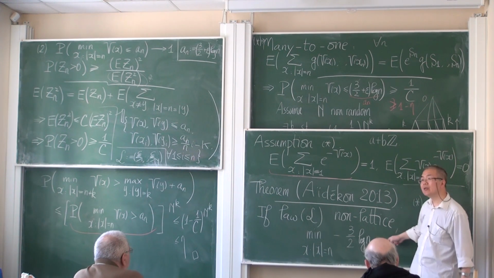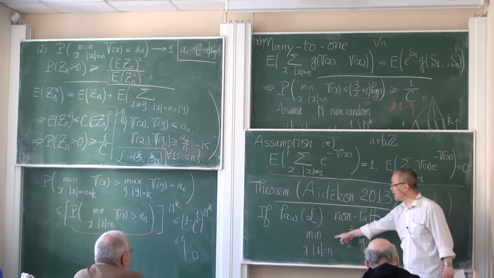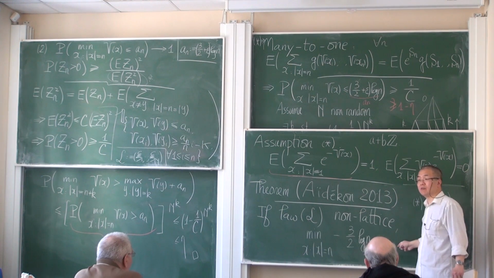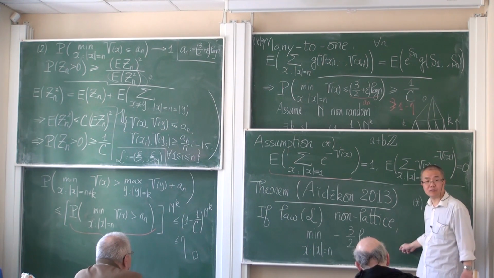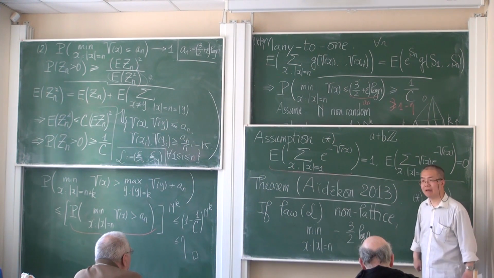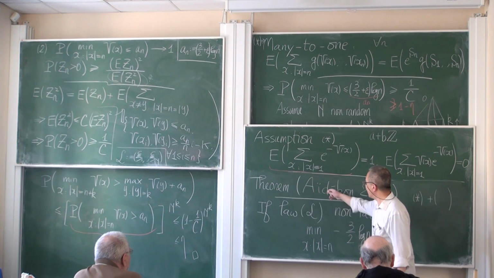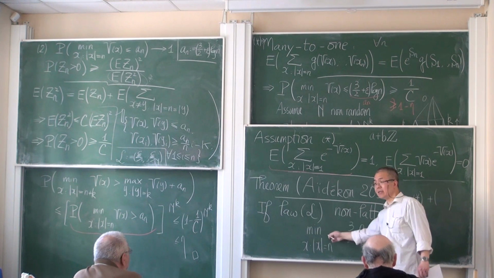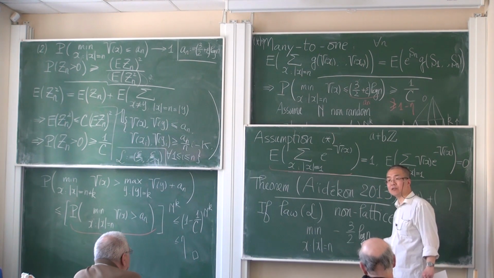If it converges weakly to something, of course, divided by log n, it converges weakly to 0. It means that it converges in probability to 0. And that will give the proof of the theorem we have just proved. So the Aidekon theorem says that this itself converges weakly to something.